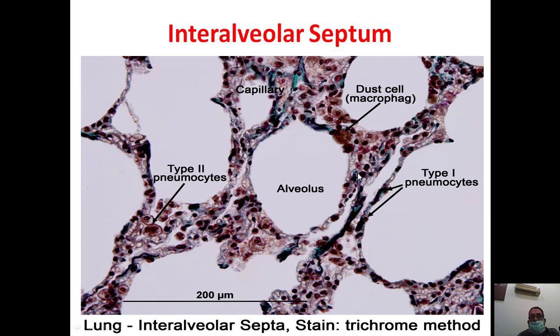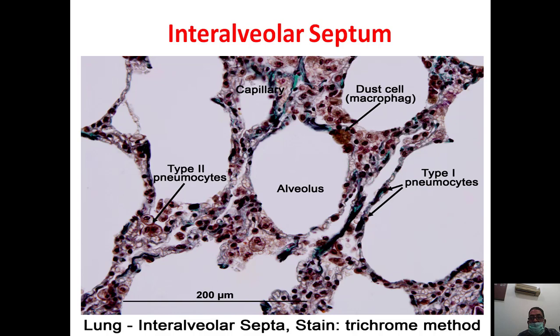What are the contents of the interalveolar septum? Now look at the picture. The interalveolar septum consists of the epithelial lining of the alveolus, then reticular fiber, elastic fiber, and then the presence of type 1 and type 2 pneumocytes, and then the presence of blood capillaries and the dust cell, also called macrophage. So all these are the contents of the interalveolar septum.